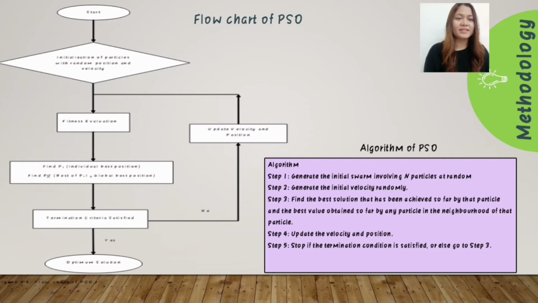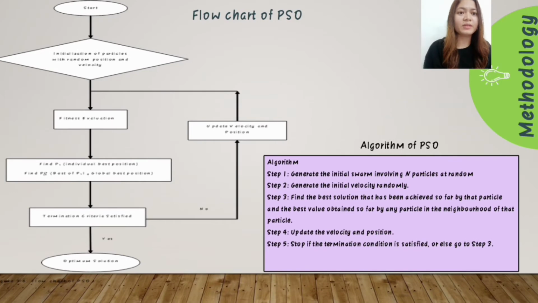This is the flowchart of the PSO, where the method is applied. There is also the algorithm of the PSO. The first step of the algorithm is to generate the initial swarm involving n particles at random. Step 2, generate the initial velocity randomly.